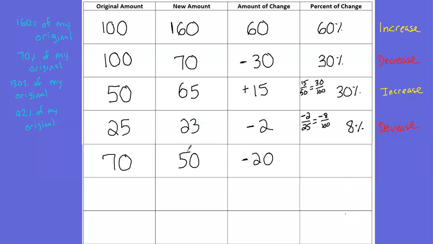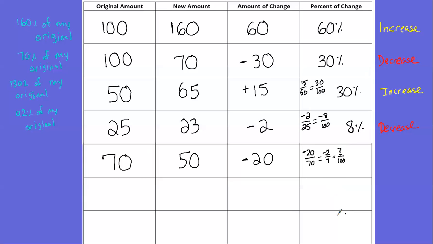Now, you'll notice that unlike the previous examples, the percentage of change isn't quite as friendly. So going down 20 for every 70, what does that mean in terms of every 100? I can divide the top and bottom by 10, and I can say that I'm losing 2 out of every 7, but it's not quite as easy to see how much am I losing for every 100.